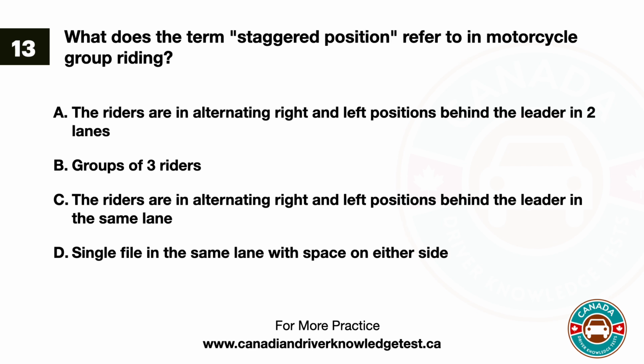Question 13. What does the term stagger position refer to in motorcycle group riding? A. The riders are in alternating right and left positions behind the leader in two lanes. B. Groups of 3 riders. C. The riders are in alternating right and left positions behind the leader in the same lane. D. Single file in the same lane with space on either side. The answer is C. The riders are in alternating right and left positions behind the leader in the same lane.